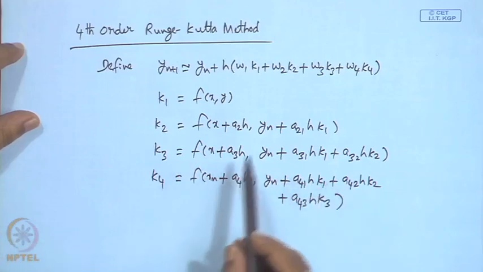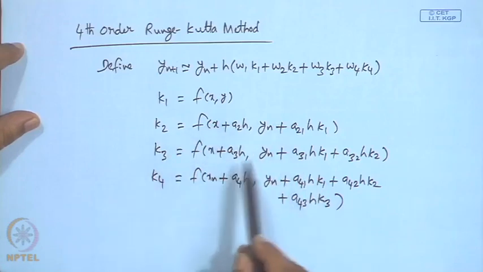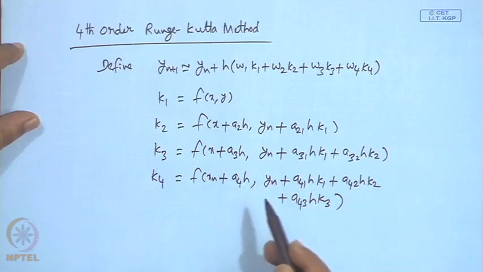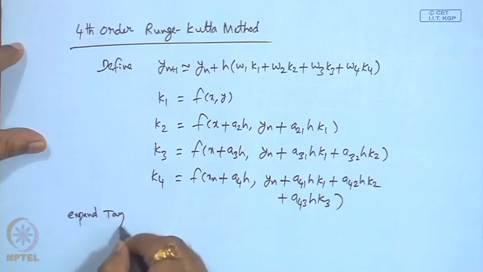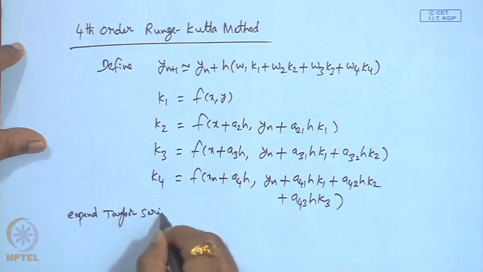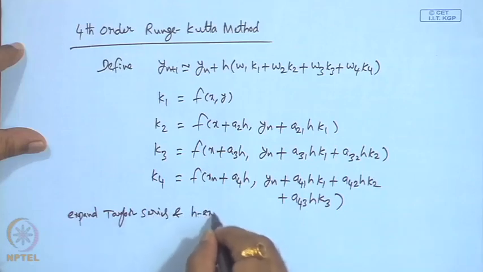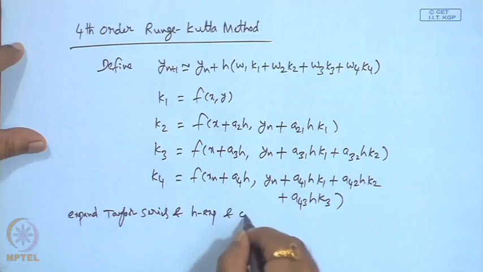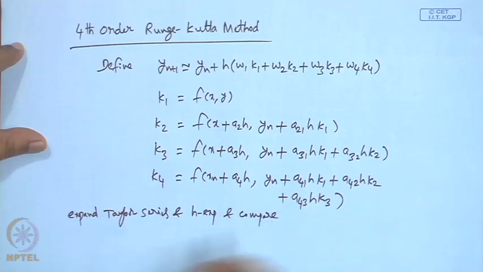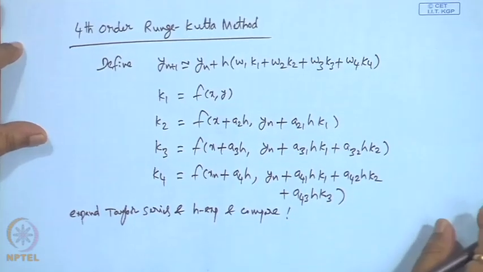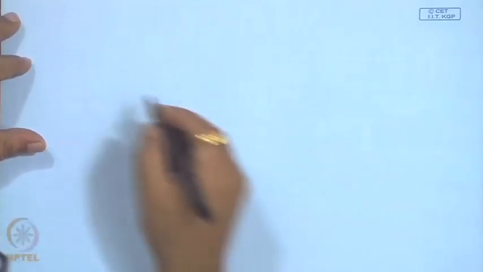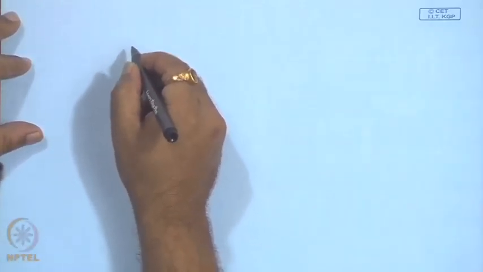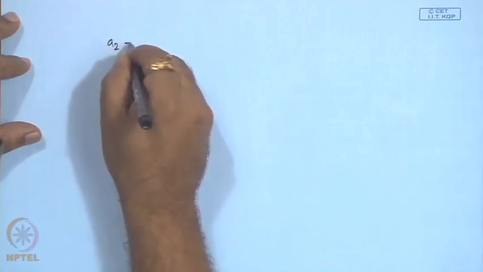Okay. So, now again our duty is to compute the arbitrary coefficients up to some accuracy. So, how do we do? Again we expand the Taylor series and H expansion and compare. Okay. So, again I am leaving this as an exercise. So, when we do this we obtain the following. It is a lengthy system.